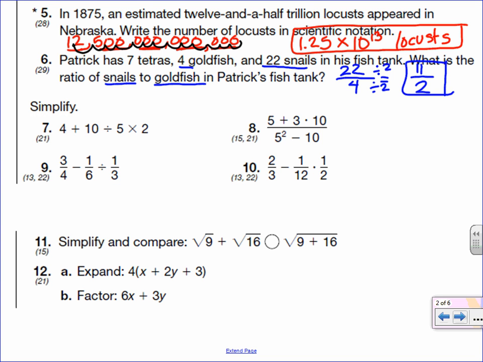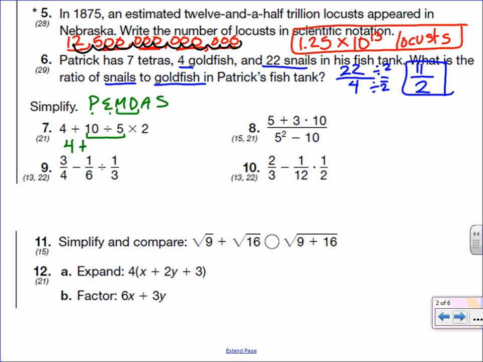If we're going to simplify in number 7, we need to use order of operations. So we use please excuse my dear Aunt Sally. And we don't have parentheses or exponents, but we do have multiplication and division. And multiplication and division go on the same level, you just work from left to right. So the first thing we're going to do is 10 divided by 5, which is 2.